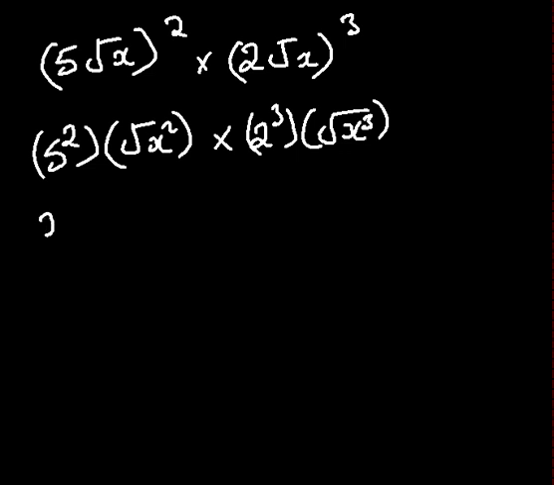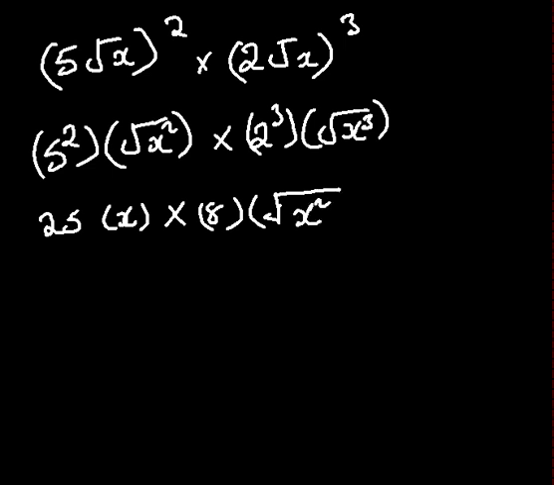Now we'll have it as 25. What is the square root of x squared? We have it as x. And then times, we have 8. And what is the cube of the square root of x? It should be the square root of x cubed. It is the same as x squared times the square root of x, if we want to simplify that further. So have it as 25.